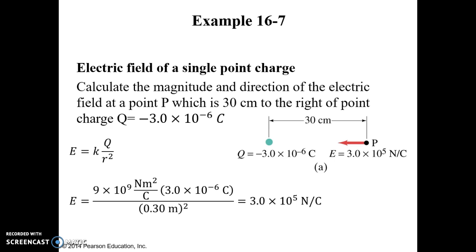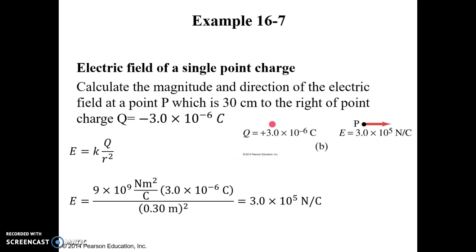From there, it's just a plug and chug to calculate the electric field strength. Notice how I changed centimeters to meters. The magnitude of the electric field is 3 times 10 to the 5th newton per coulomb, and the direction is towards the negatively charged particle because electric fields point inward towards negative particles. If it were a positively charged particle, the magnitude would be the same, but the direction of the electric field points away from the positively charged particle.